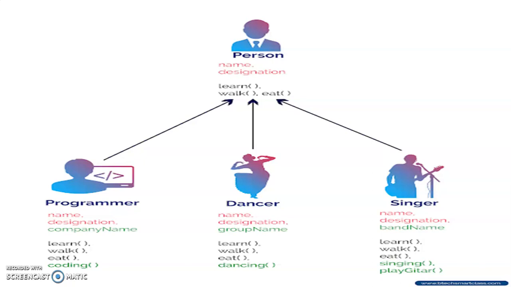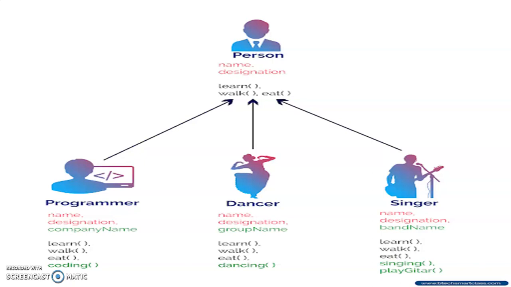In that Person class, I'm going to derive a new class. Person is already an existing class, and from it I'm going to create a new class. The person may be a programmer, the person may be a dancer, the person may be a singer, right?